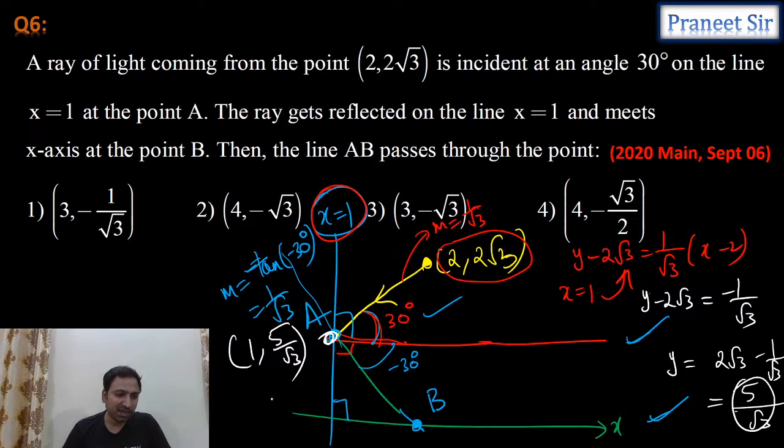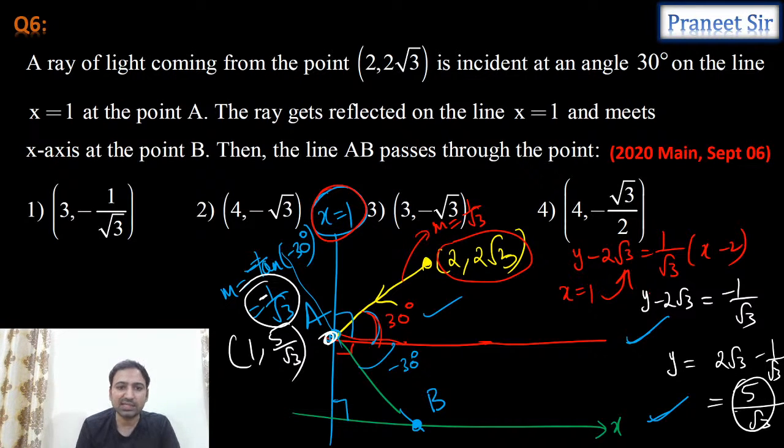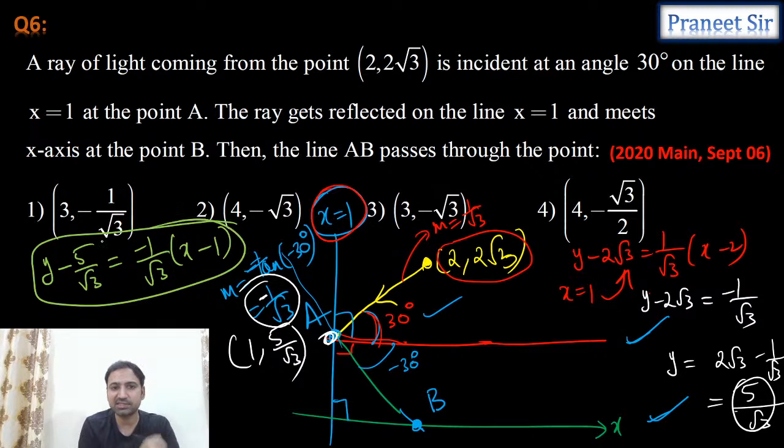Now we know the slope of AB, right? AB slope we already calculated, guys. The AB slope is minus 1 by root 3, and the point we know. Now let's calculate the AB line equation. What is the AB line equation, guys? y minus y1 equals the slope, minus 1 by root 3, into x minus x1. That's it. This is the AB straight line equation.